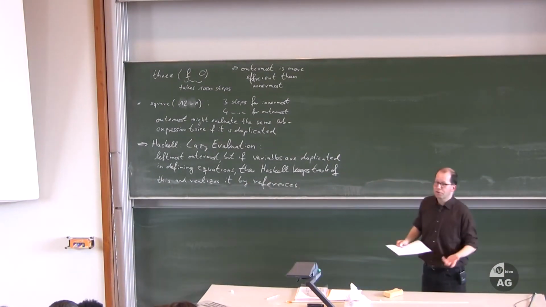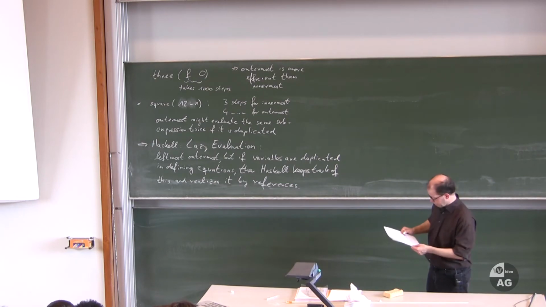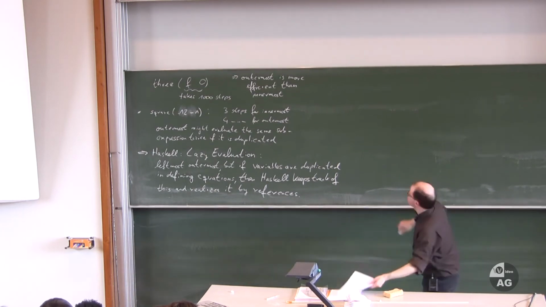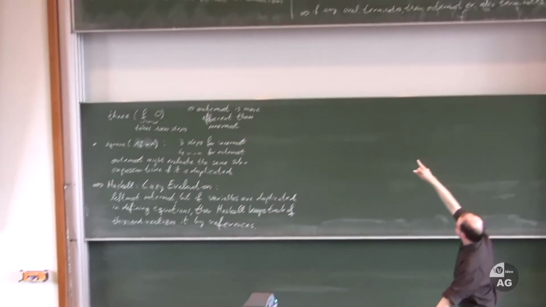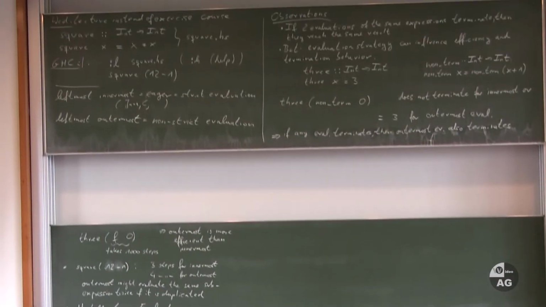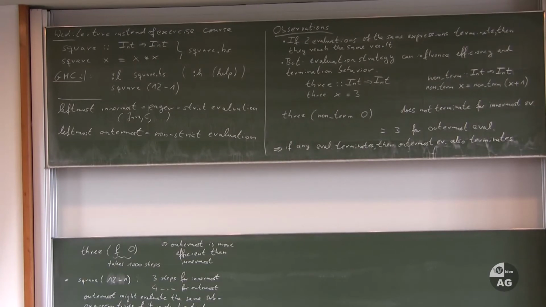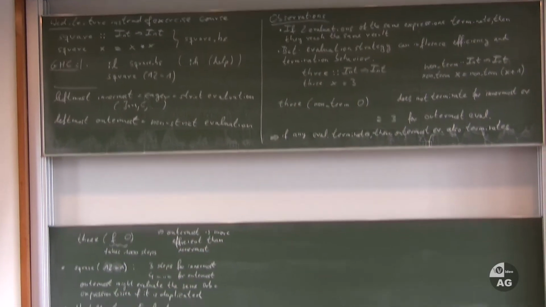Most likely, and you want to write programs that are as efficient as possible. Okay, so in particular, this means if you have this program 3 and this program non-term, then the expression 3 of non-term 0 terminates in Haskell. So the result of this is 3, and you get the result immediately.